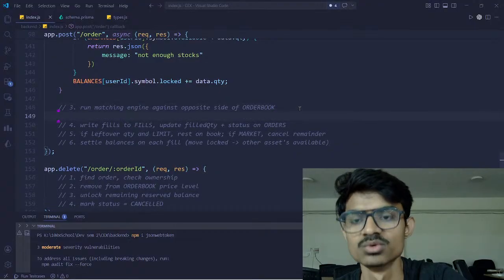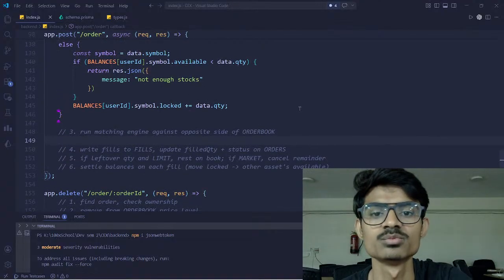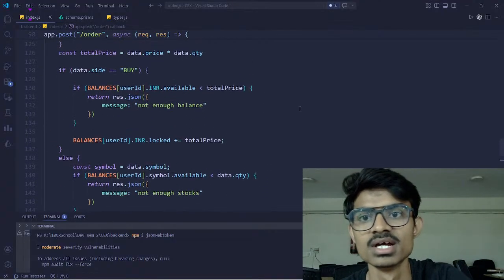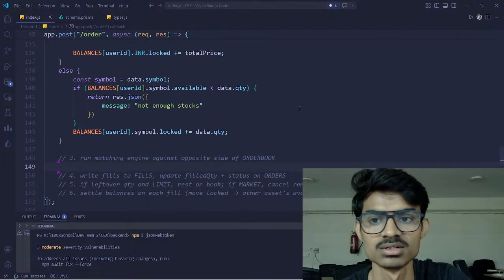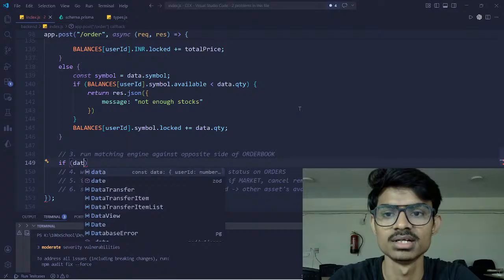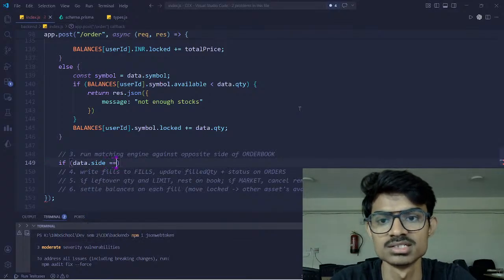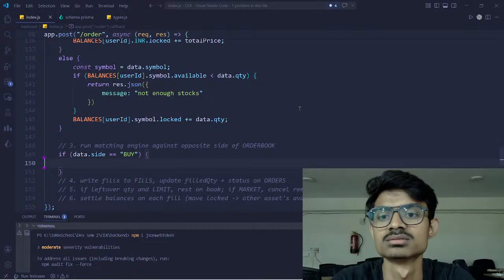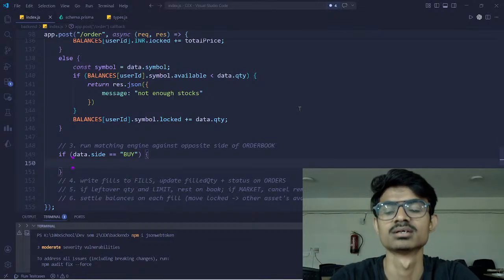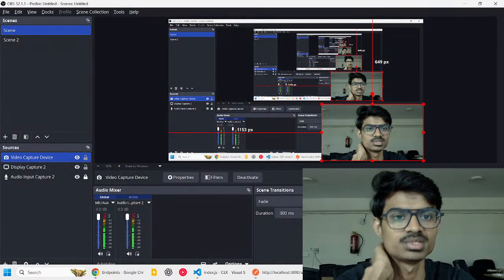How can I start doing this? How can I run the matching engine against the opposite side of the order book? I would have to apply a condition, whether it's a buy order or a sell order. So if data.side is equal to buy, if it's a buy order, then what do we do first? Let me check what's happening on OBS.